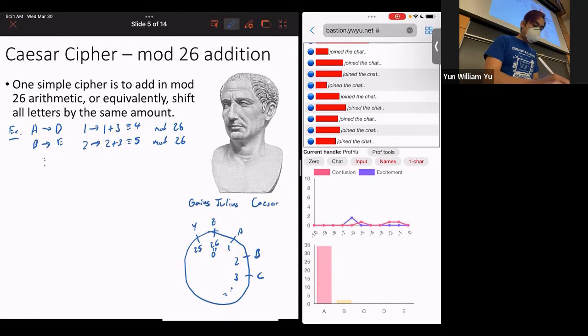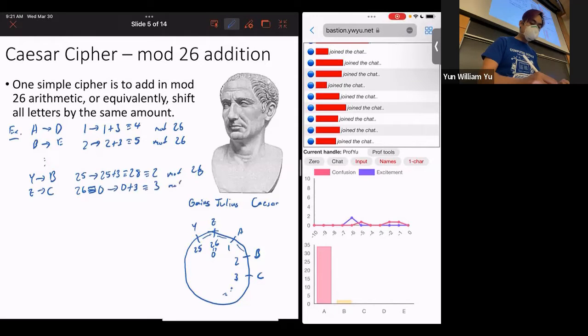Let's see, so Y, well, you go 3 steps. So that's 1, 2, 3. You go to B. And that makes sense, right? Because Y is 25, which goes to 25 plus 3, which is 28. But of course, 28 is just 2 mod 26. And Z goes to C. So that's 26, but of course, 26 is just 0. So that goes to 0 plus 3, which is 3 mod 26.